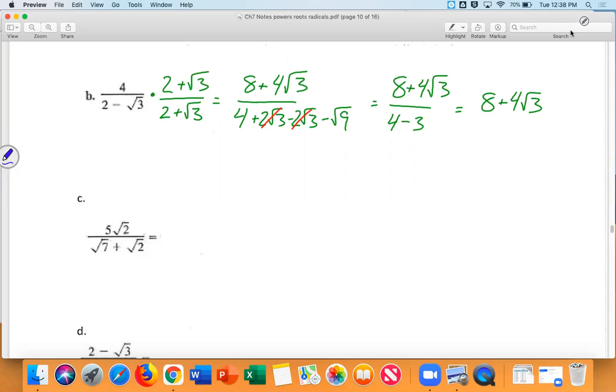Like here, see how it's root 7 plus root 2? I'm going to multiply it by root 7 minus root 2. Oh, yeah. Make sense? All right, see if you guys can do C. I gave you the conjugate, see if you can finish up with C.